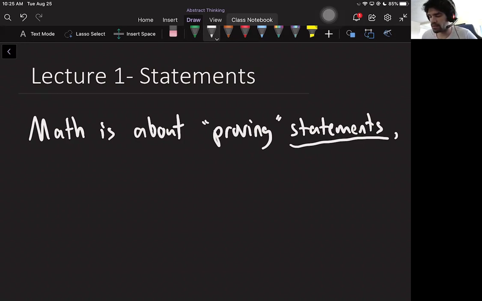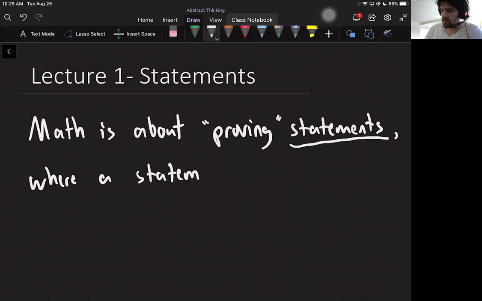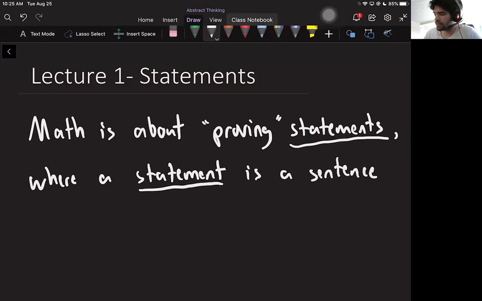So what the heck is a statement? A statement is something very precise in math, and because I'm defining it, I'm going to underline it. It's a sentence, and this can be a sentence in English or a mathy sentence, which you'll see lots of, but it's a sentence which is either true or false.